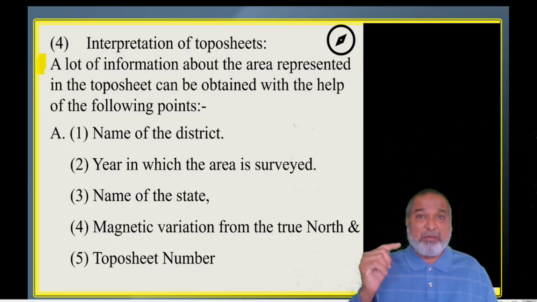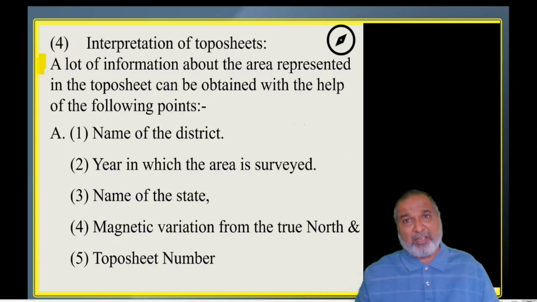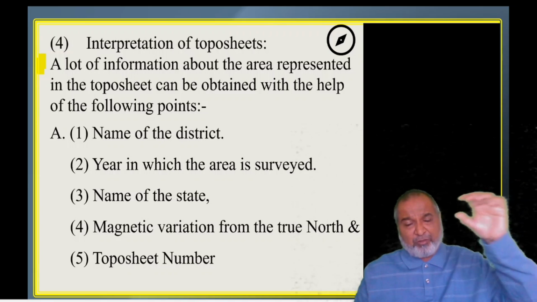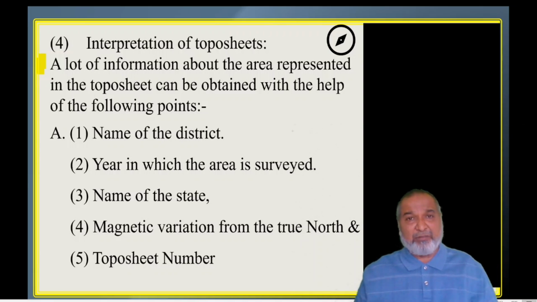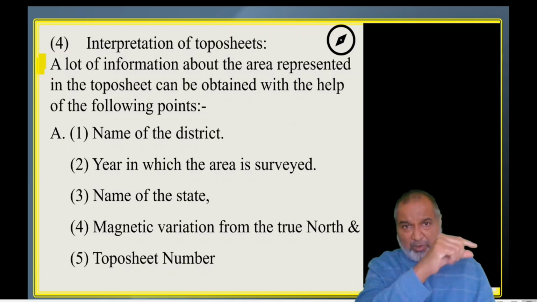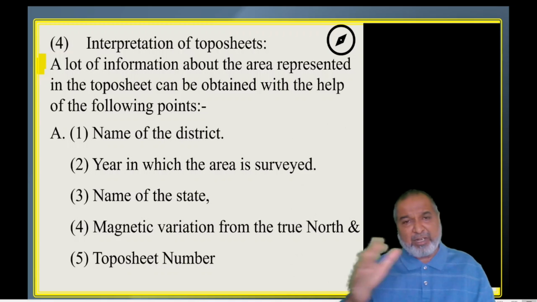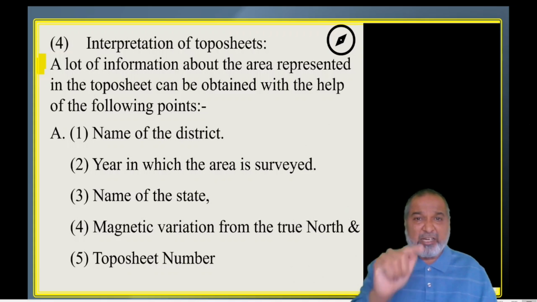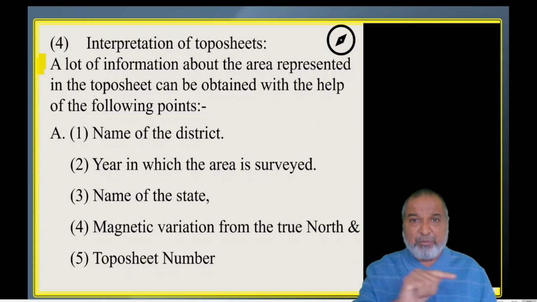The first very important one is the name of the district. Whatever the map is, on the top, in your left hand corner, the names are given, the name of the district. Similarly, the name of one district, two districts, or three districts, whichever districts are there, they have been marked. Next one, the year in which the area has been surveyed, that is also given. Immediately on the top, if you come towards your right hand side, you will find the year in which the area was surveyed. It has also been mentioned. The state name is also mentioned in the center.